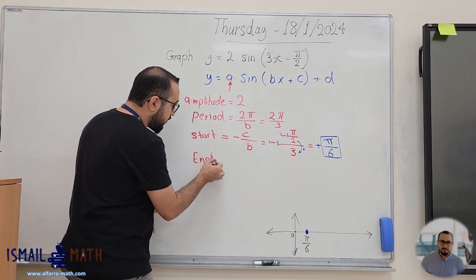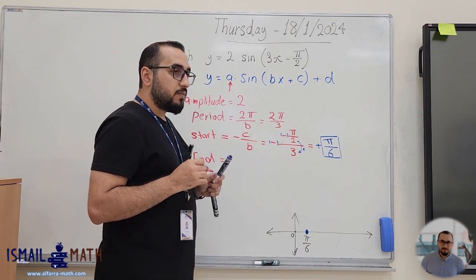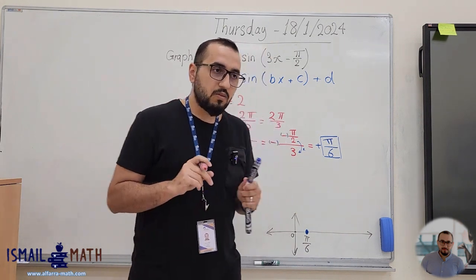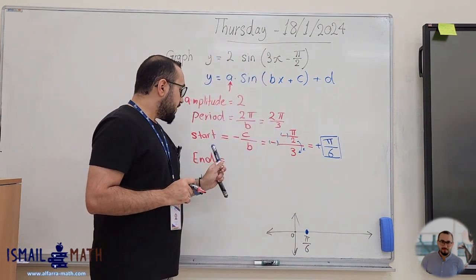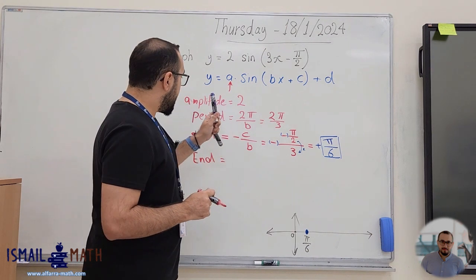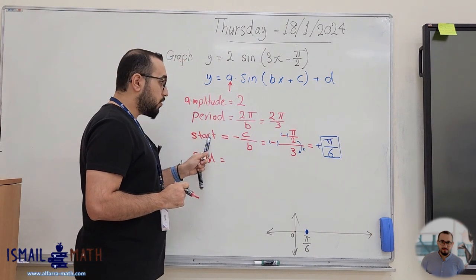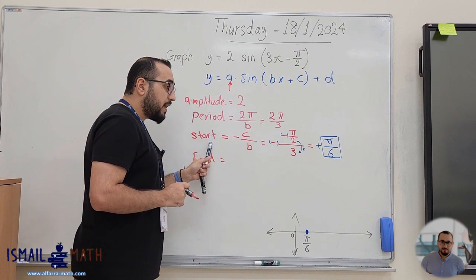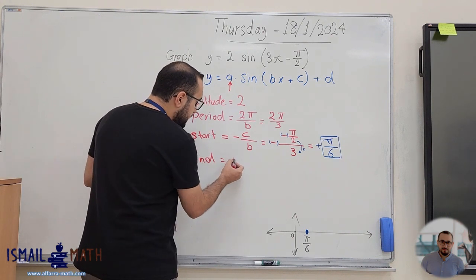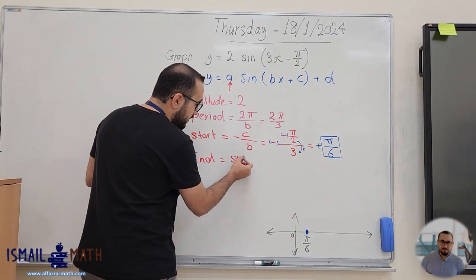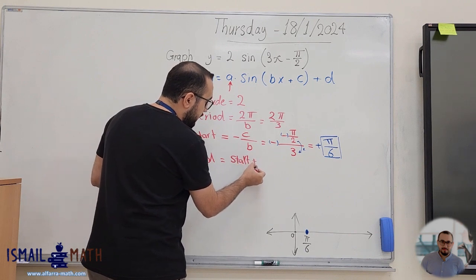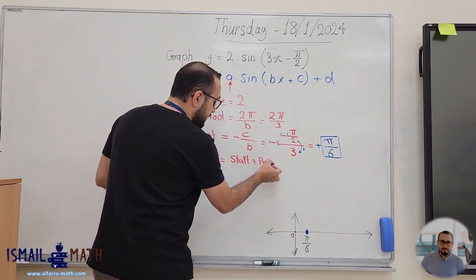So the ending point. We have a rule for the ending point. What's the rule of the ending point? The rule of the ending point is the start plus the period. So the ending point is the starting point plus the period that I get.